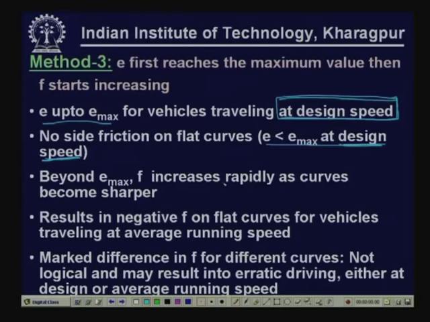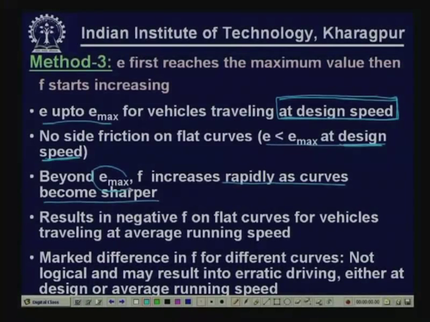Now, why does it increase rapidly? Again, the same reason, because up to E max, F is not used. Whenever F is used, that point onwards E remains at a level of E max. So, there is practically no additional contribution now from the super elevation. So, as the curve becomes sharper, the whole effect is counteracted by the side friction factor F. Therefore, F initially is not used, but whenever it is used for sharper curves, it increases very rapidly.